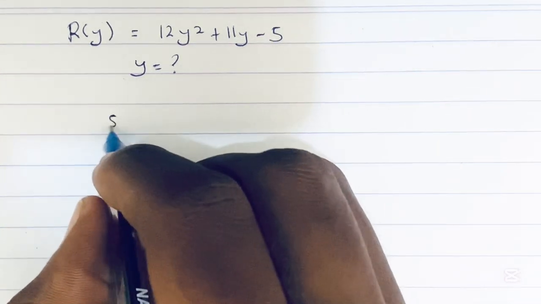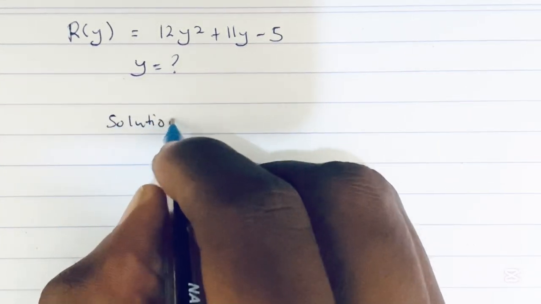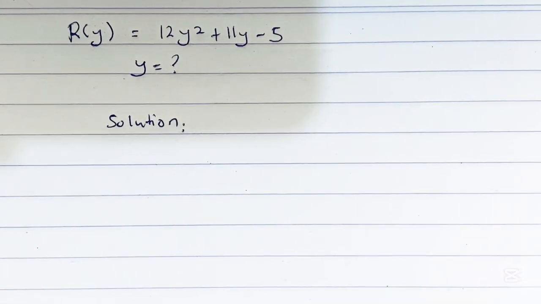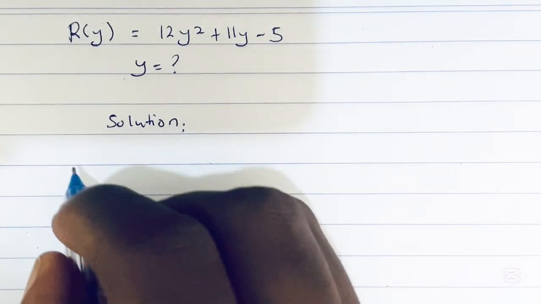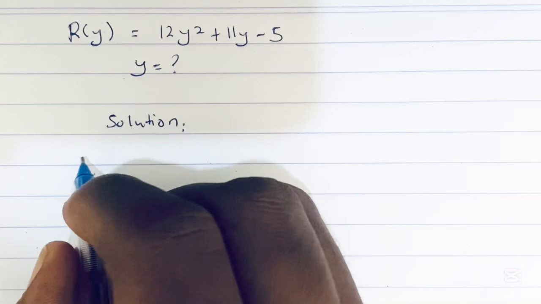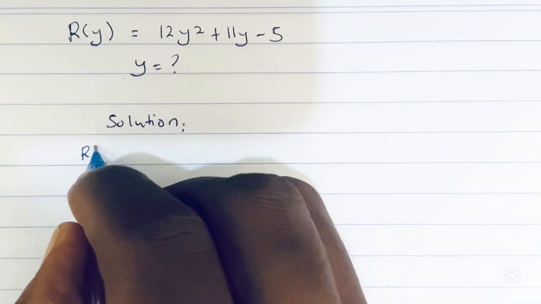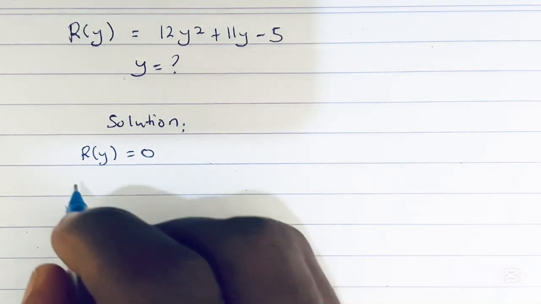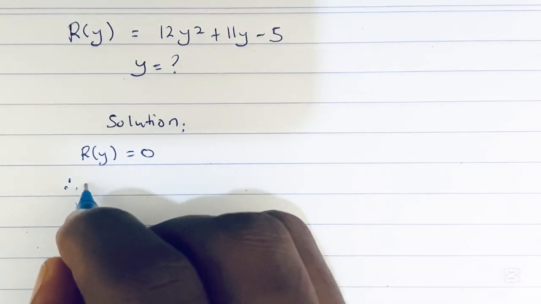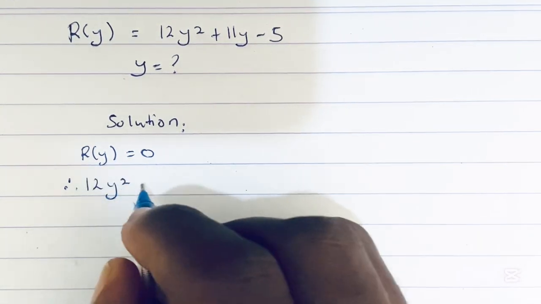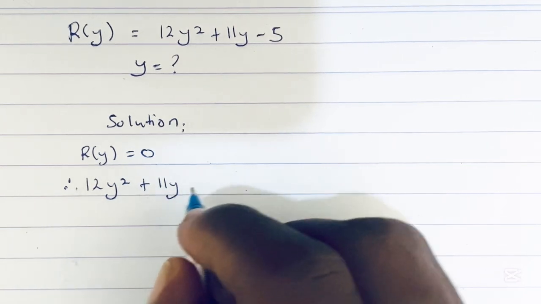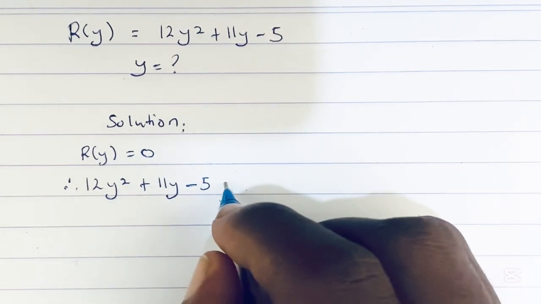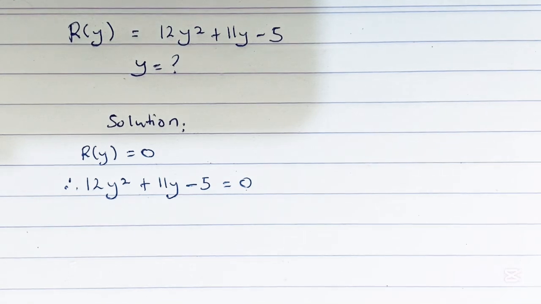So, solution. First of all, to get the functional values, that function must be equal to 0. So r of y is equal to 0. Therefore 12y squared plus 11y minus 5 is equal to 0.